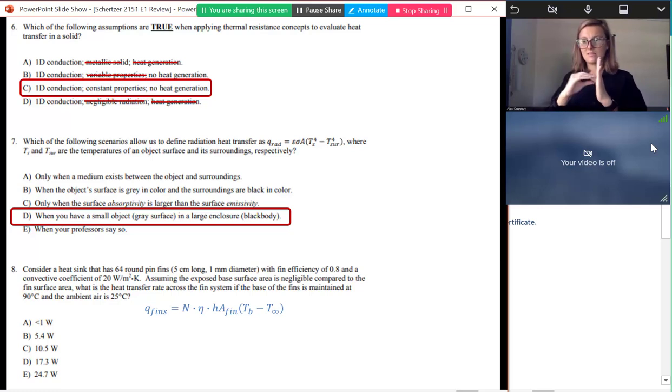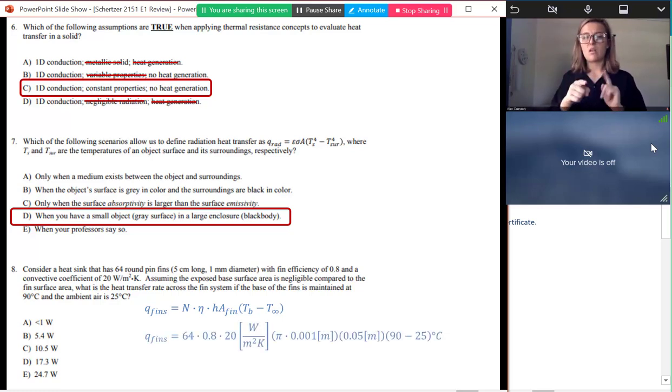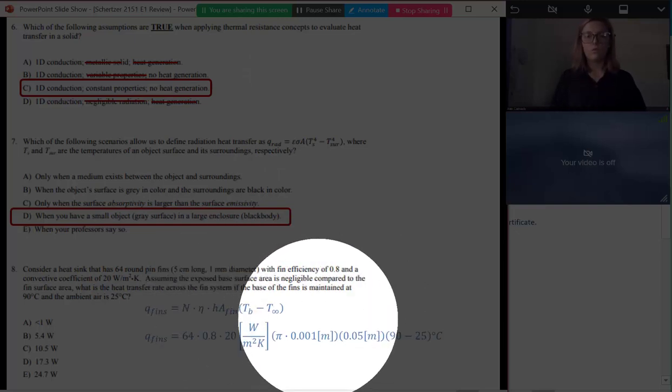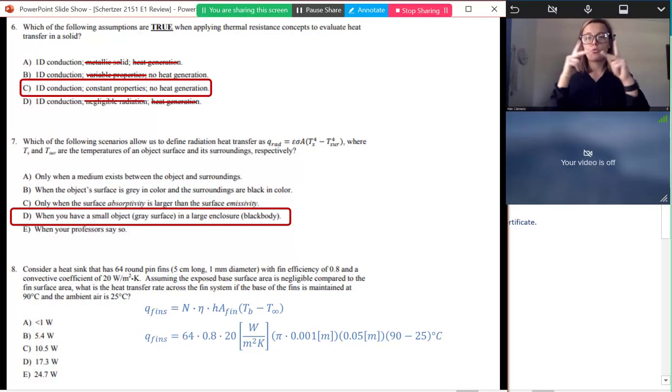So here I just have to calculate the area of the fin. So this is going to be the surface area. I know all this information here, right? So I'm just plugging numbers in. But my surface area here is going to be the perimeter of my fin, which is pi d, multiplied by the length of my fin, because the area I want is the heat transfer area. So in this case, I guess I'm neglecting the area on the tips of the fin. So here I got 10.45 watts.